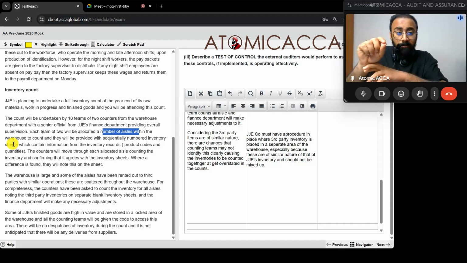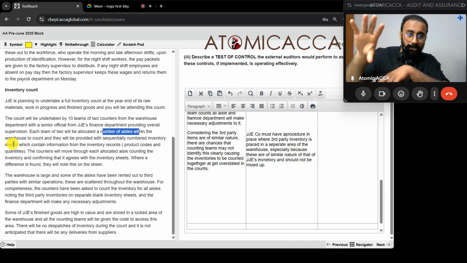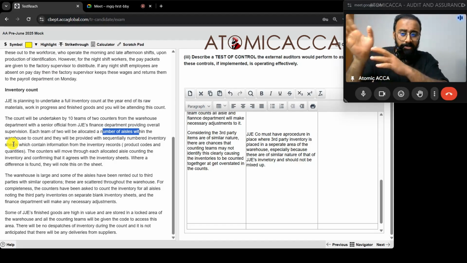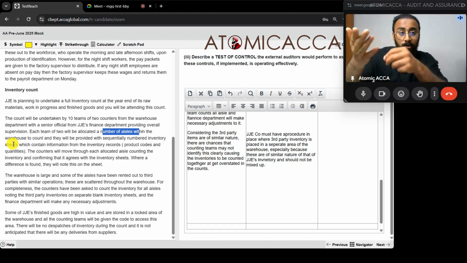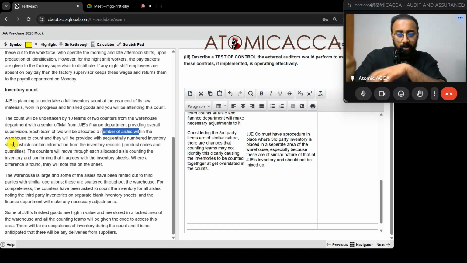So what should be confirmed over here is, one thing, this is located in a separate place. Secondly, the counting aisles, the number of aisles being given to the counting team, plus the inventory sheet that is being given, should not have any details about that third party inventory, because you don't want the counting team to go there and sit and count everything, because that's not part of your inventory. So the counting sheet should not have any of this information. The number of aisles that are being allocated for the counting team should also not have this particular item.